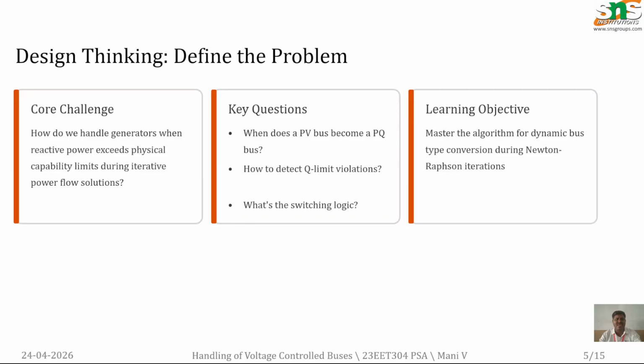So in the design stage, what is the challenge we are facing? How do we handle the generator when the reactive power exceeds the limit? When it gets violated, how do we handle the generator? How many iterations do we have to follow? We have a lot of questions, so we have to define this. When does the PV bus become a PQ bus? How do we detect whether the reactive power is within the limit or violated, and what are the switching logics? What is the Newton-Raphson method, and how do we use it for different iterations? So from the empathy stage we have to define all these categories.